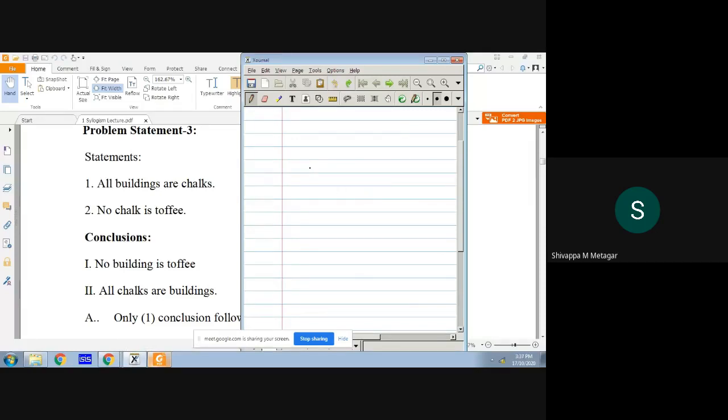Okay, the statement, what statement they have given: all buildings are chalks. See, first this is a building part. All buildings are chalks. Right? No chalk is toffee. There is no link between toffee and chalk. So here you have to draw the toffee. There is no link between toffee and chalk. Here there is no link.